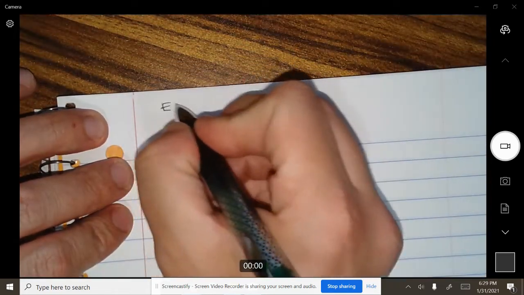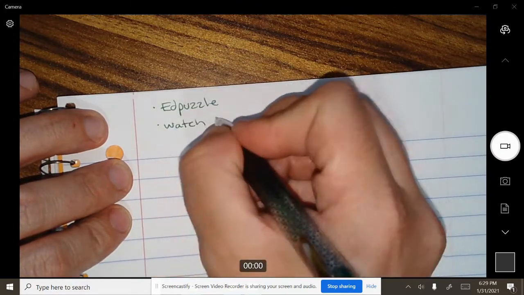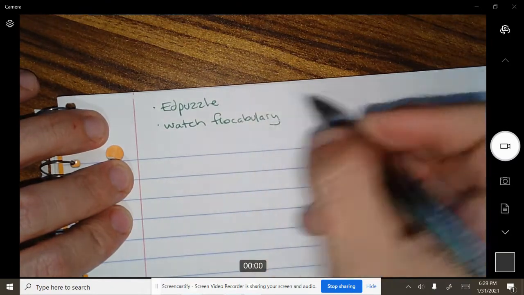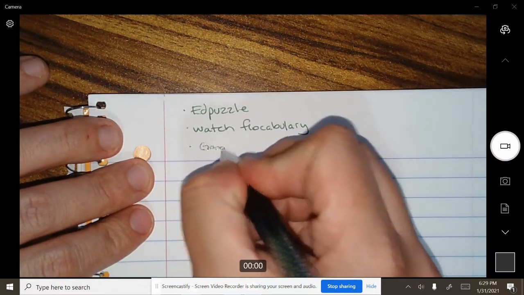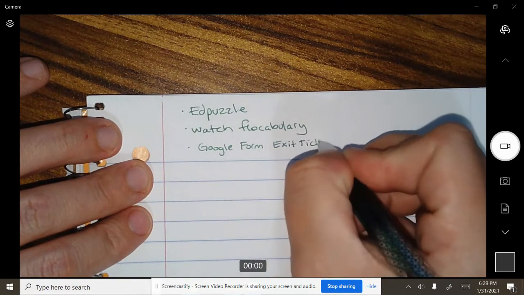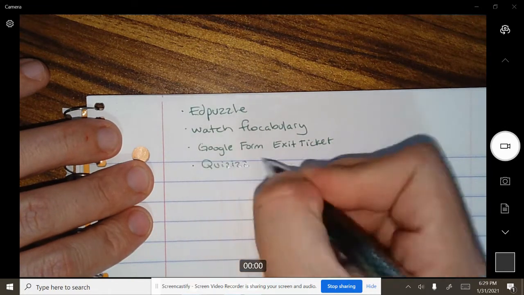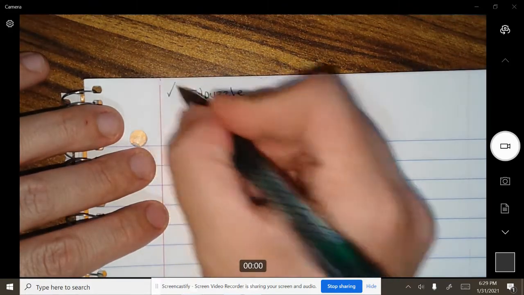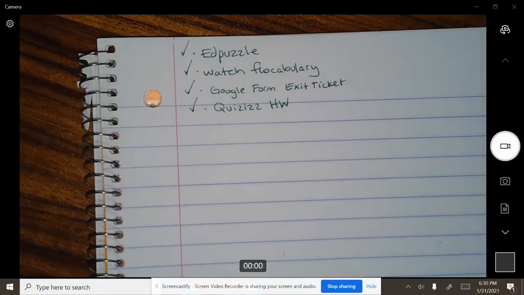We're going to say Edpuzzle, which you are already doing, which is great. You're going to watch the vocab. You don't have to write this down. The vocabulary, you know what I'm talking about, is on negative exponents. It's actually a very good watch. Then there's going to be a Google Form exit ticket. And then the last thing is going to be a Quizizz homework. Get all these things done. You're doing the Edpuzzle right now, the vocab, the Google exit ticket, and the Quizizz. Okay, so let's just get started.